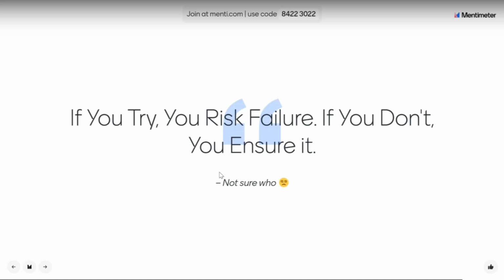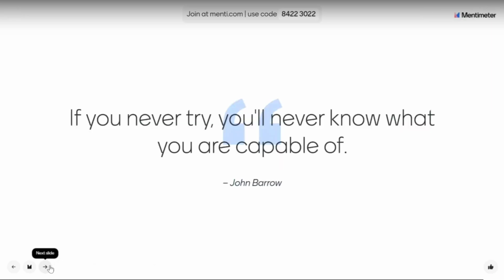To be fair, if you try, you risk failure. But if you don't try at all, you're just going to ensure that you fail, because if you don't try, you're never going to get it. And another quote: if you never try, you're not going to know what you're capable of doing. Forget about the competition ratio. It's competitive, but people get in, and you can get in.